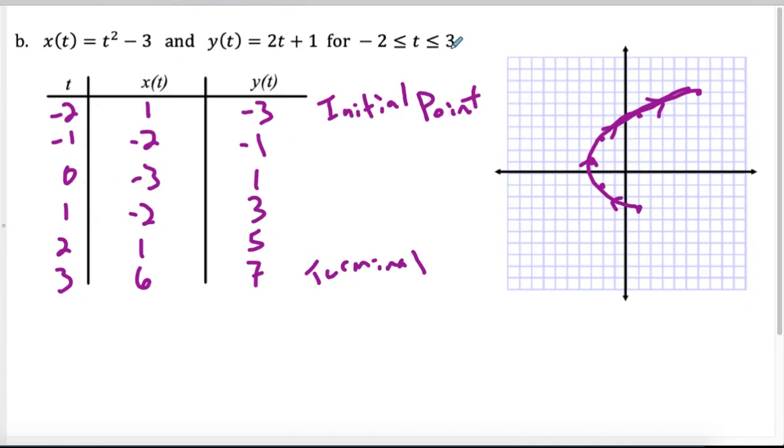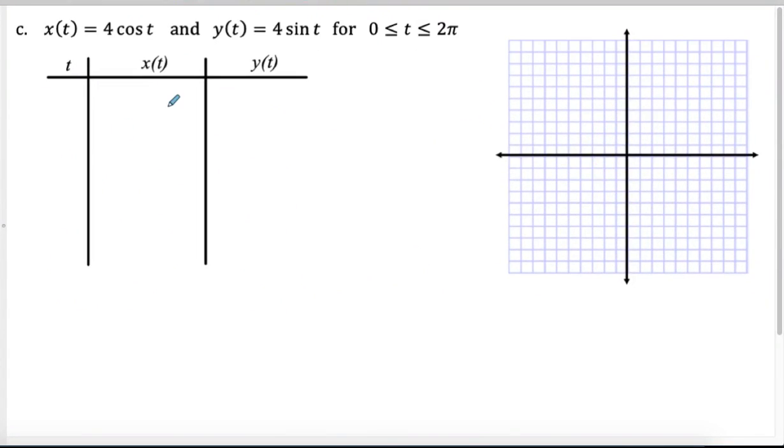Now, if I were to extend this all the way out from -infinity to +infinity, this would just be a sideways parabola, or we could think about it as a parabola that has x in terms of y instead of y in terms of x. All right, let's do one more graphing example.